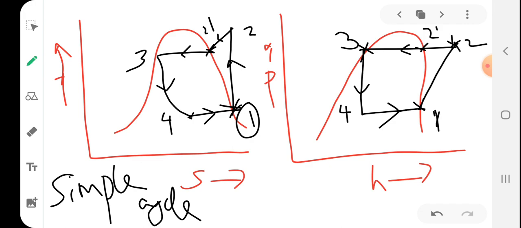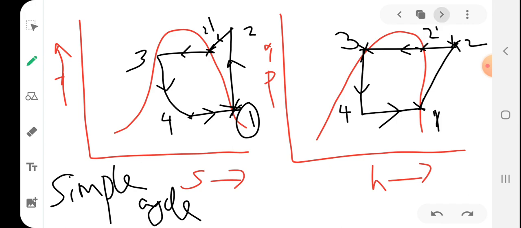Like making this 1 inside the dome, or 1 outside the dome, 2 inside the dome, or 3 outside the dome. Such things we will apply those modifications in later sessions. So for the time being, we will do some problem, based on this basic or simple VCR cycle.